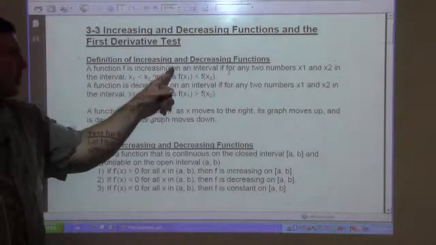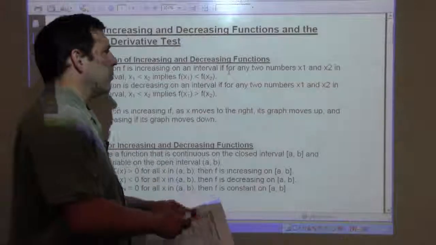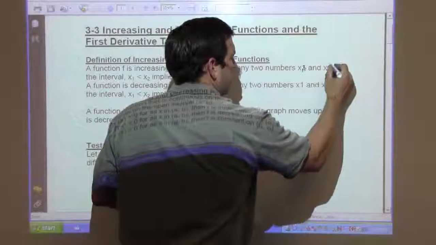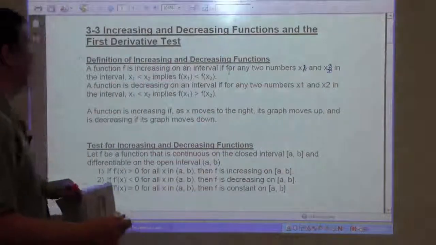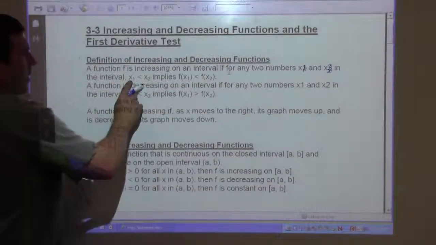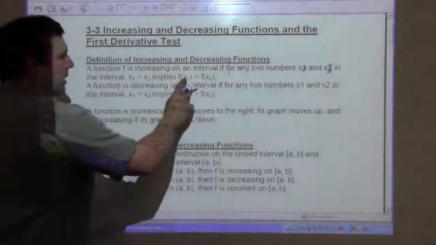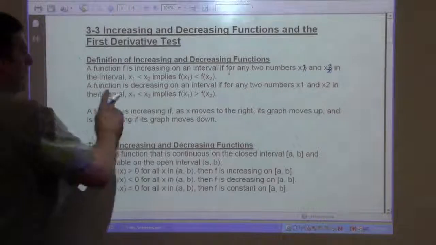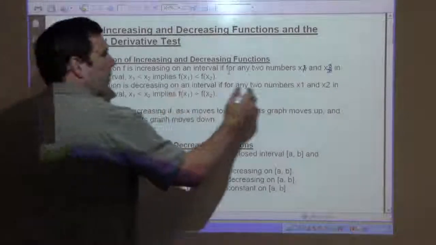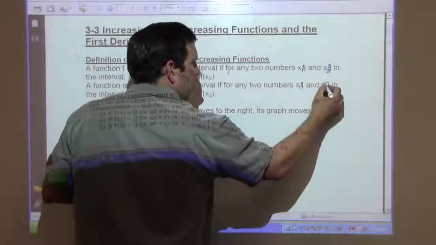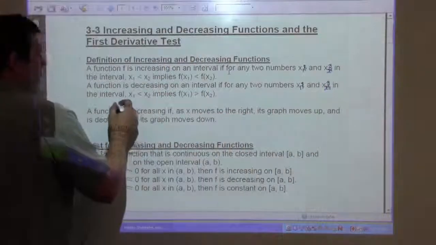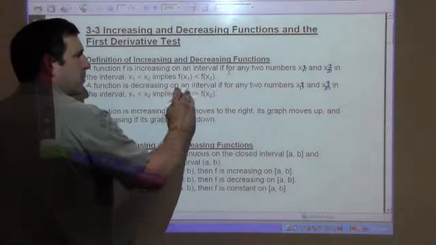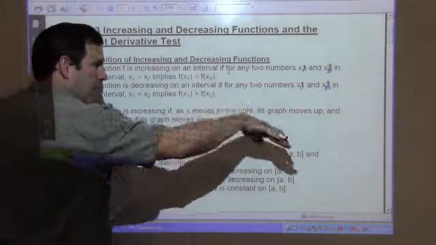A function f is increasing on an open interval if for any two numbers x1 and x2 in the interval, x1 less than x2 implies f of x1 is less than f of x2. A function is decreasing on the interval if x1 less than x2 implies f of x1 is bigger than f of x2. That means it's going down versus going up.